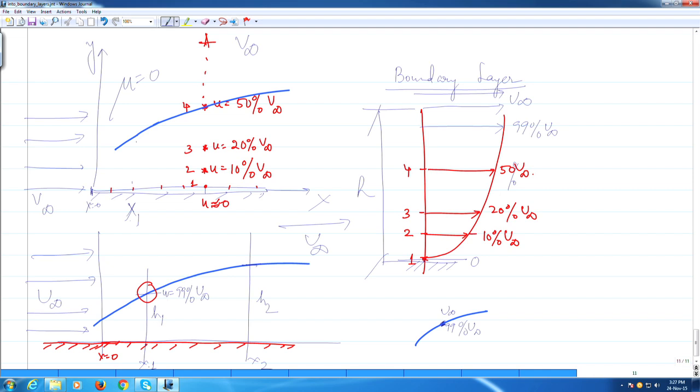So at x 1 we need a height h 1 so that I recover the entire free stream velocity, and at a further distance, I need a height h 2 to recover, because again here the velocity is 99% of u infinity. So therefore, if you are further down along the x direction, you need a larger height to recover the free stream velocity. So now the question arises, how will the velocity profile look like?